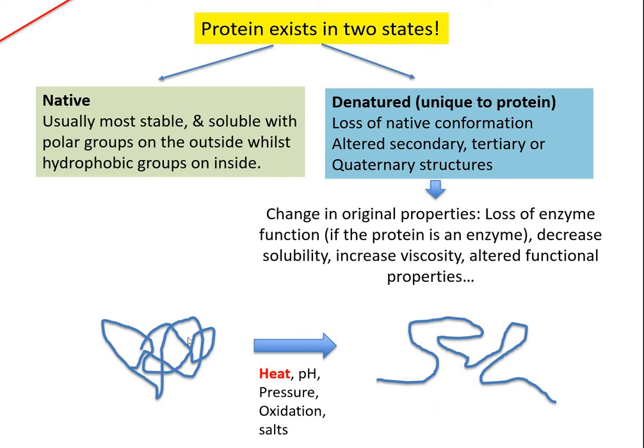There is loss of its native conformation. You cause alterations of the secondary, tertiary, and quaternary structures. This is the reason why I want you to learn the structures of the protein, so that you understand what happened to the native proteins when they are denatured. So you cause a lot of changes in the original properties. If the protein is an enzyme, it loses the enzyme function. If it is soluble, it decreases in solubility, increases in viscosity, etc.